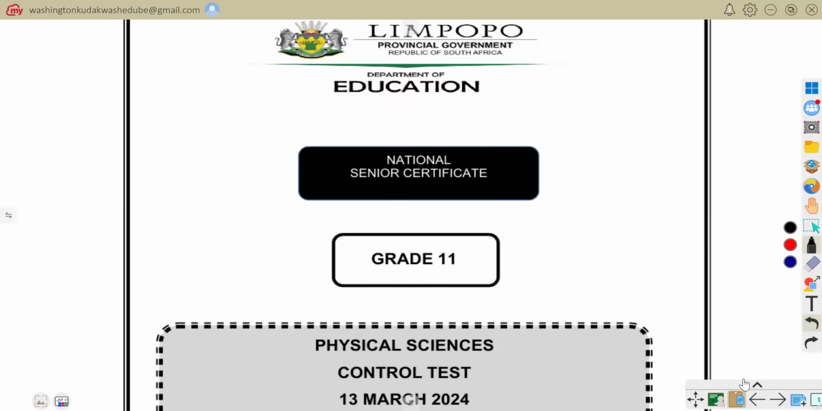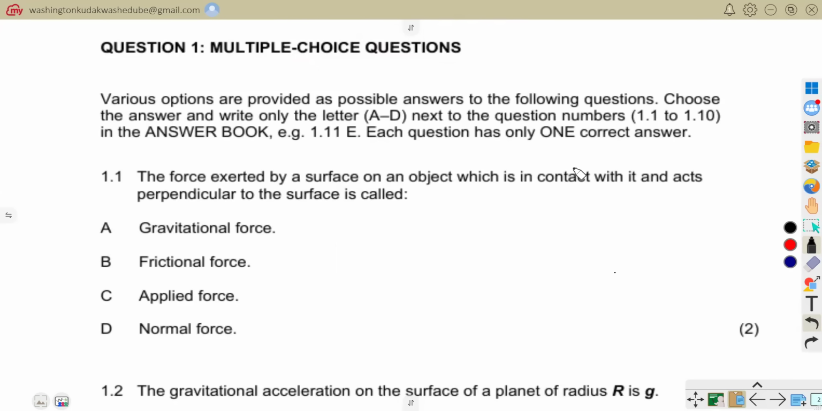You will see that this question paper is made out of two sections. The first section is multiple choice questions. That is out of 10, and they carry 20 marks. And then the second section is structured questions, which is section B. When it comes to structured questions, that is where you have got the majority of your marks.